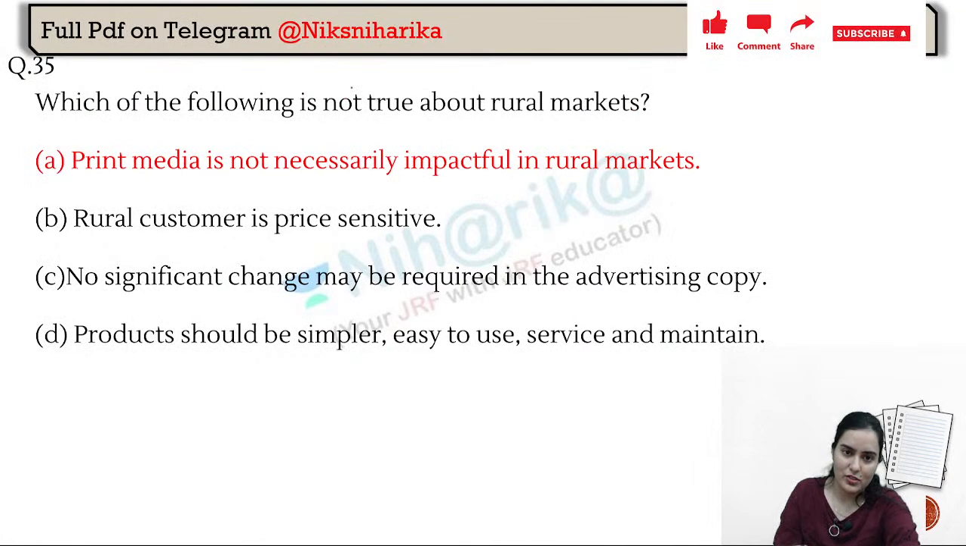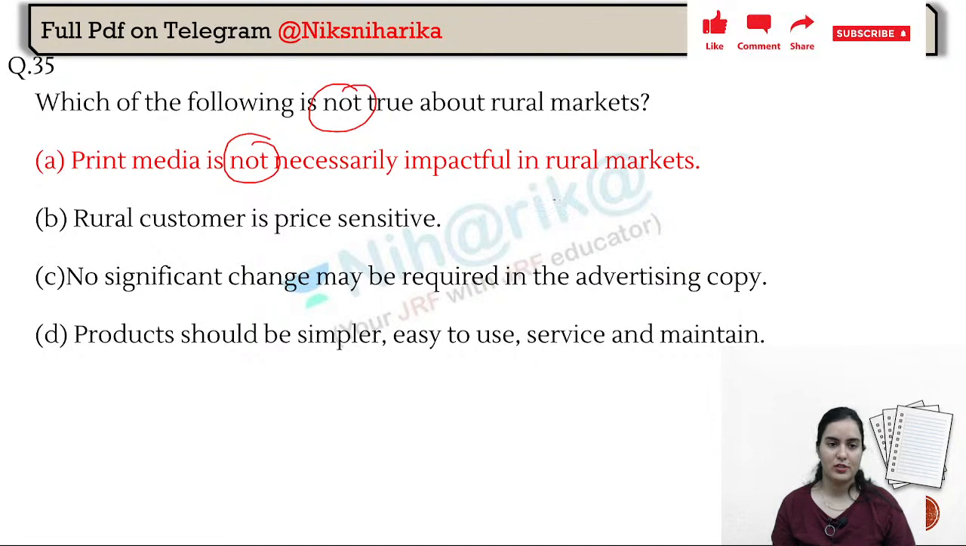Because see, which is not true, it is not necessarily untrue, because print media necessarily impact the rural markets. That is newspapers, etc. All these things, brochures, pamphlets. These are all print media examples. They impact the rural markets. Okay, and all the other points are also correct.